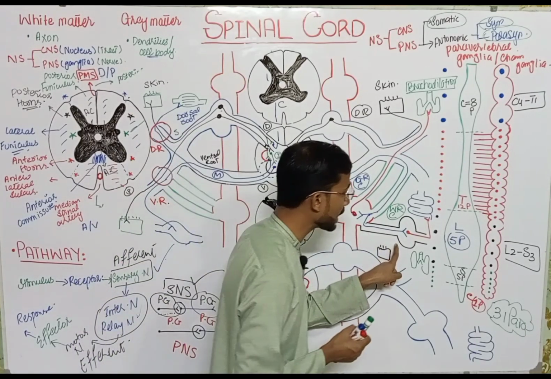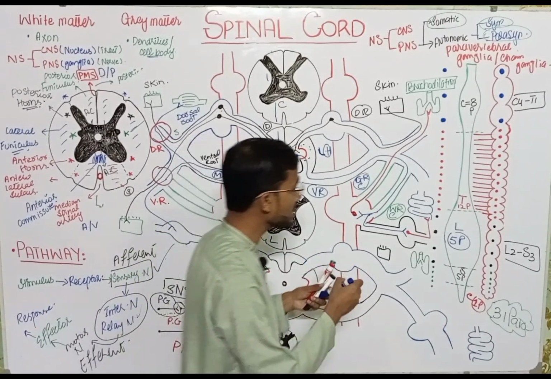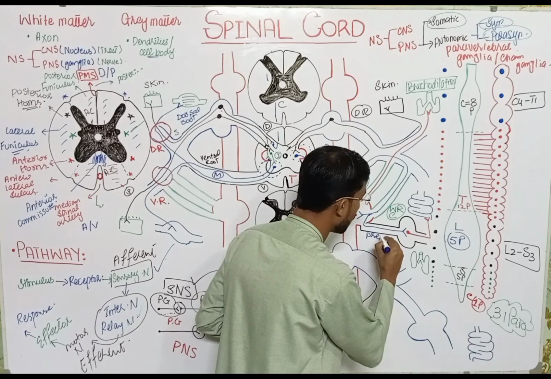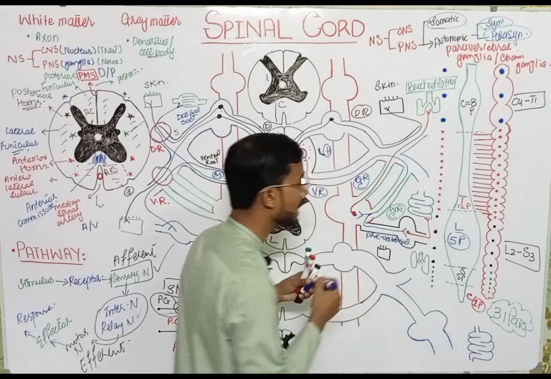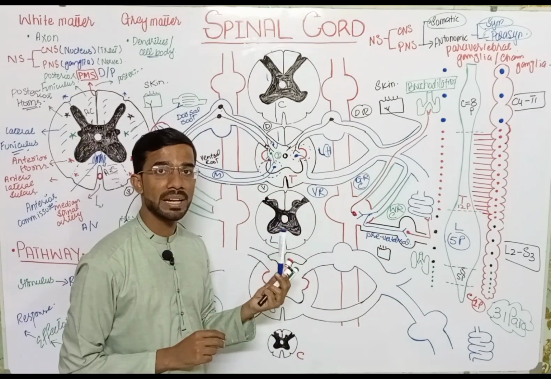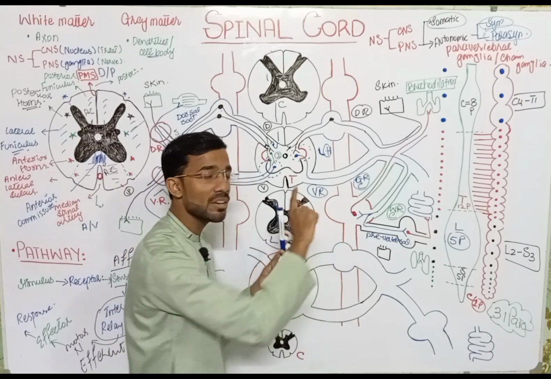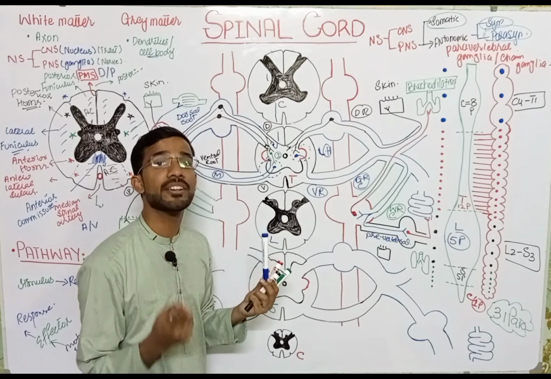Now this ganglia is a special case. This ganglia is called the prevertebral ganglia. Actually, you see, the prevertebral ganglia lies in that situation. It has other names: prevertebral ganglia, pre-aortic ganglia, or lateral ganglia.